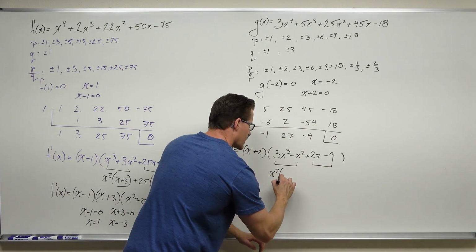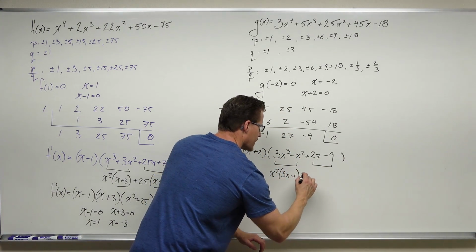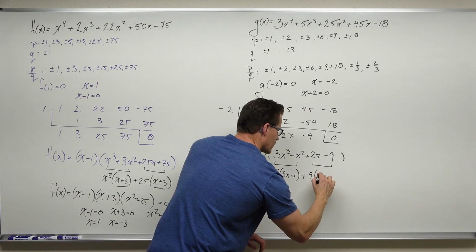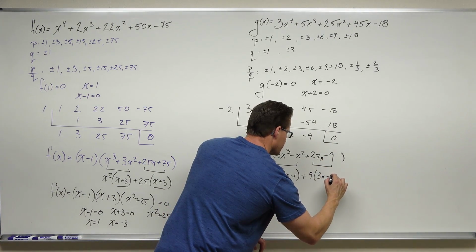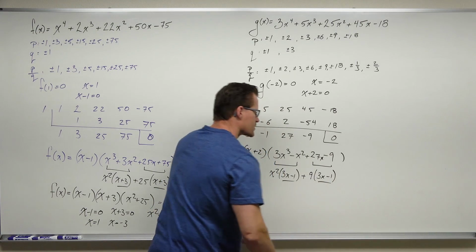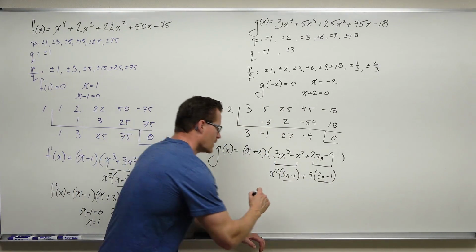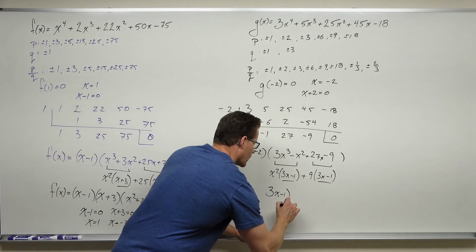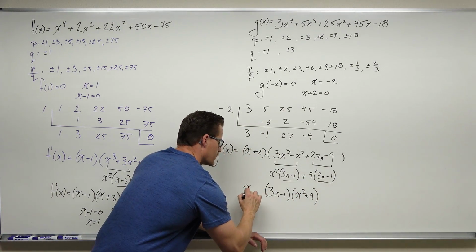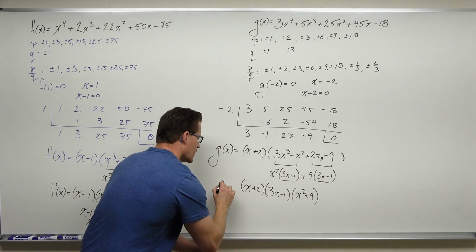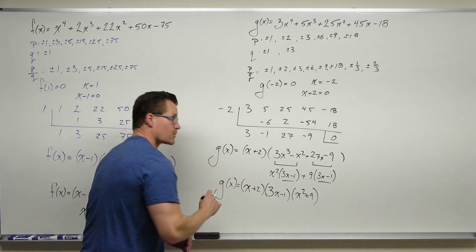So factoring out x squared, you get 3x minus 1. And factoring out 9, you get 3x minus 1. And this is perfect. This is what we want to see for factoring by grouping. We have 3x minus 1, and then we have an x squared plus 9. If we bring down that factor of x plus 2, this is completely factored over the real number system.